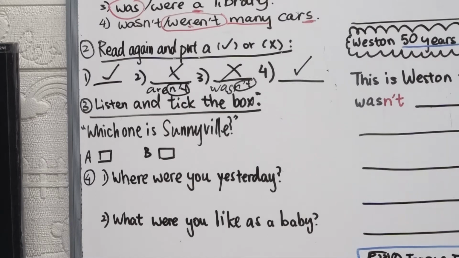Exercise 3, page 22. Listen and tick the box. Sunnyvale is a small town. There are a lot of small shops in Sunnyvale. There's a butcher's, a baker's, and a post office. In Sunnyvale, there's a hospital too. There's a library next to the hospital. Sunnyvale's a nice town.